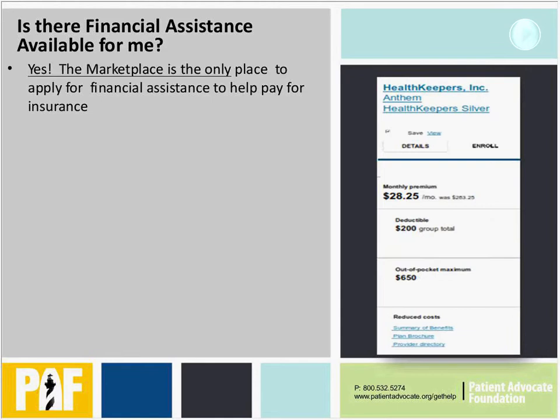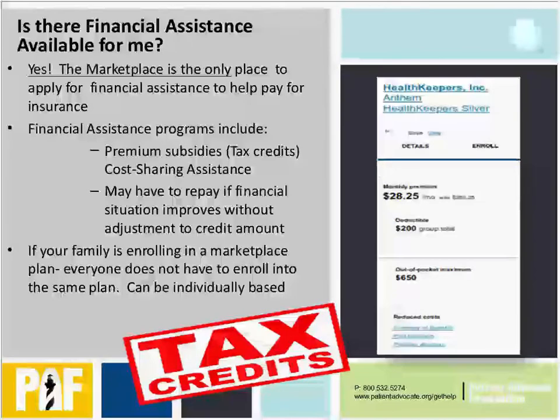So a lot of people ask us if there's financial assistance available for these plans, and it's really important for you to know, yes, there absolutely is. There's a couple of different kinds of financial assistance, and the marketplace is the only place that you can apply for the financial assistance to help pay for marketplace insurance. There are two forms of financial assistance available: tax credits or premium subsidies, and then cost-sharing assistance.